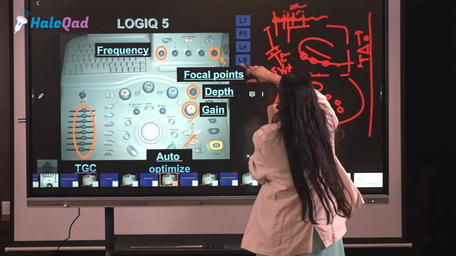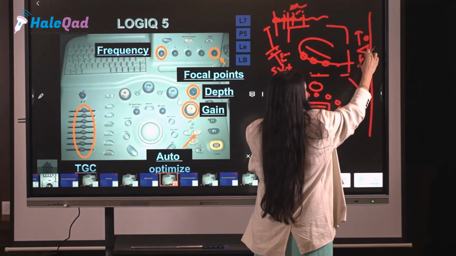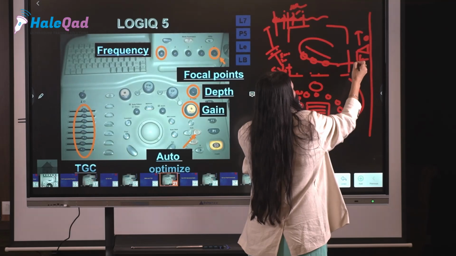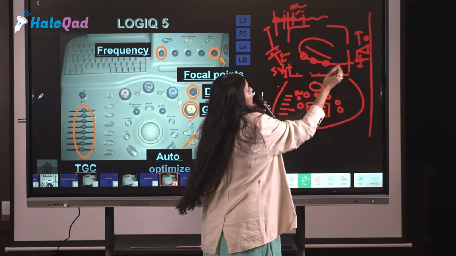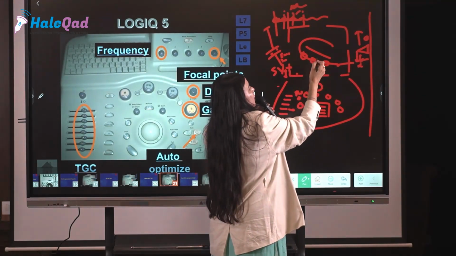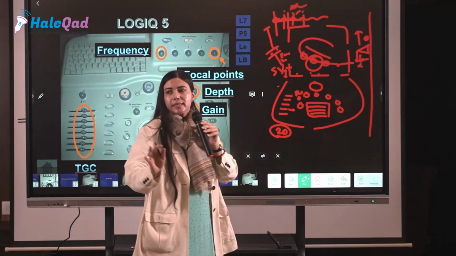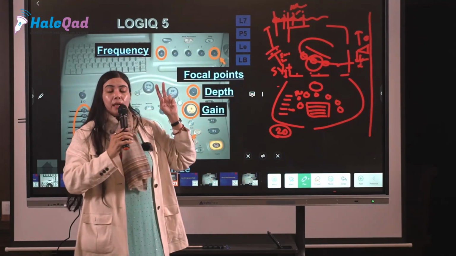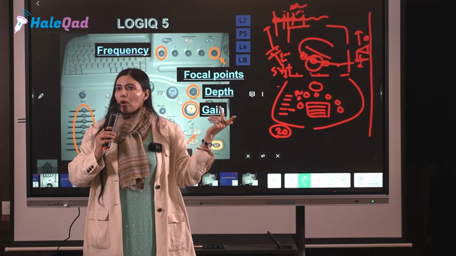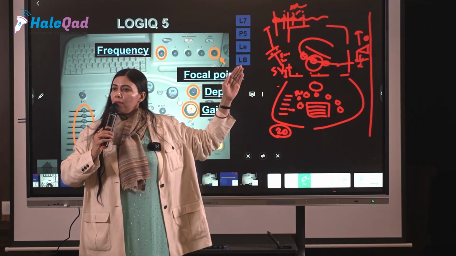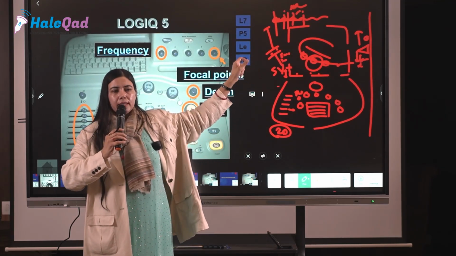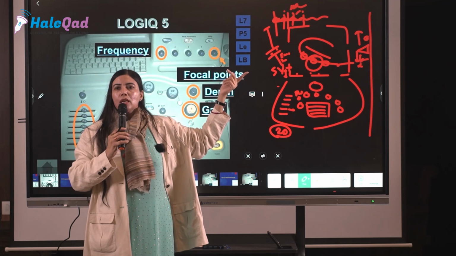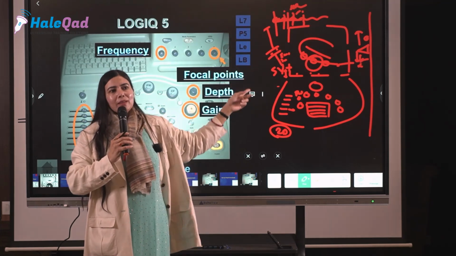So what I'll do is rotate my focal point knob and slide this down, so it will be focusing best on this region only. So this is the importance of the focal point. Many high end machines have multiple focal zones, so in a single go you can have 2-3 foci.